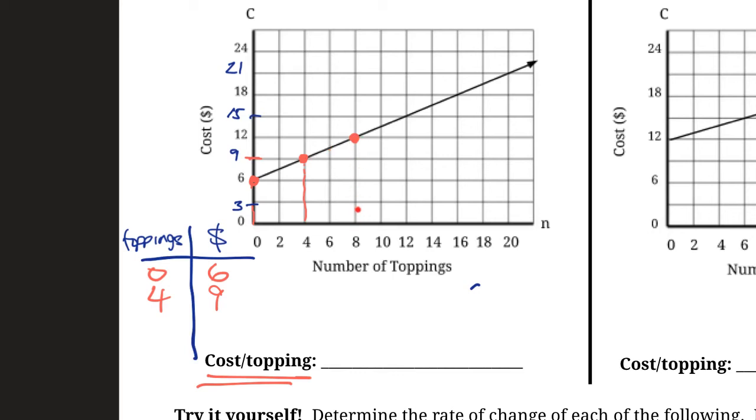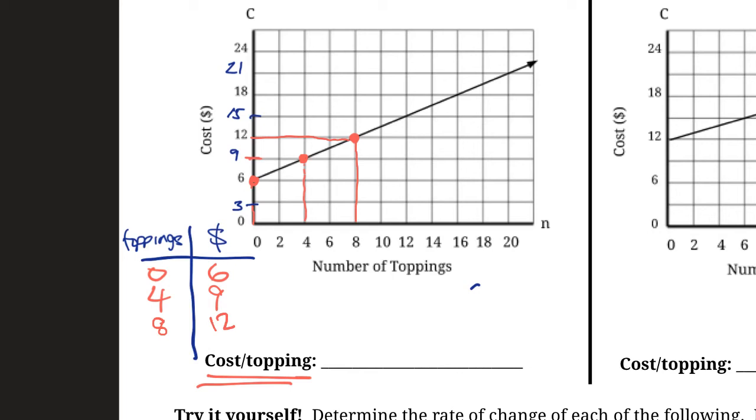So this is 8 toppings, because if we go straight up from 8, we get to the line. And if we go straight over, it gives us 12. So we go straight up from there. 8 toppings costs us $12. Do we have enough information here to find the cost per topping?